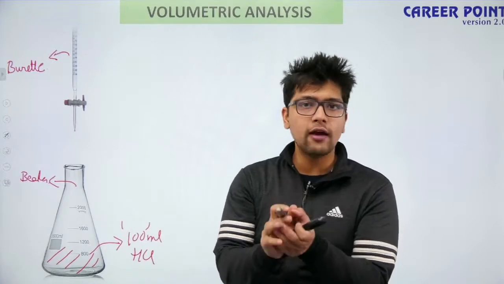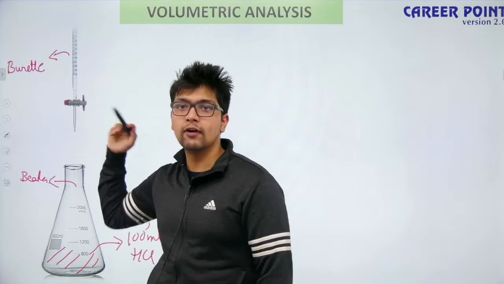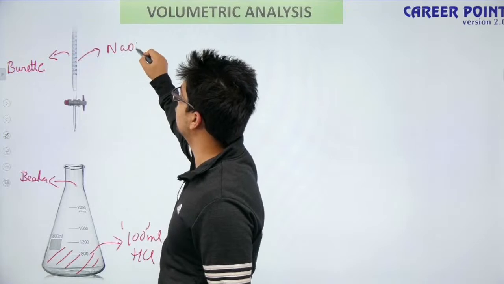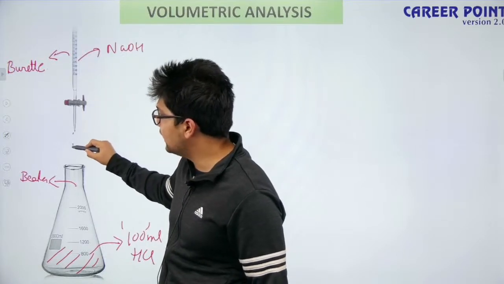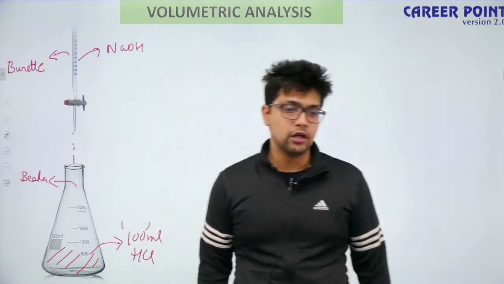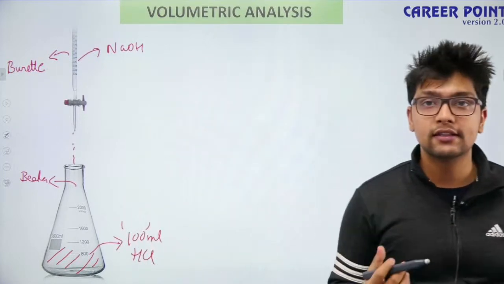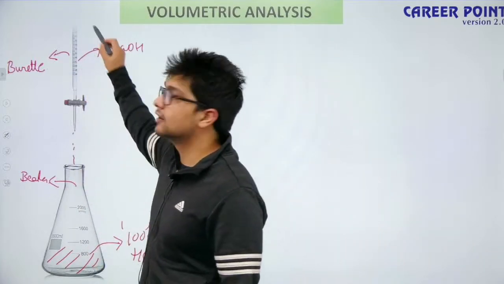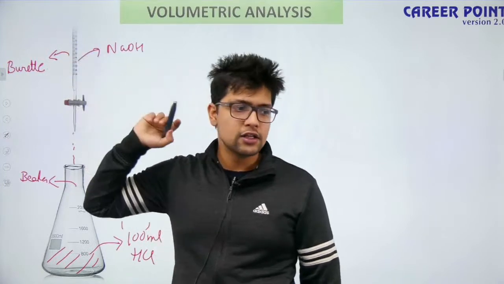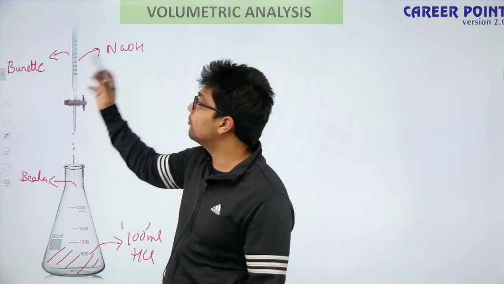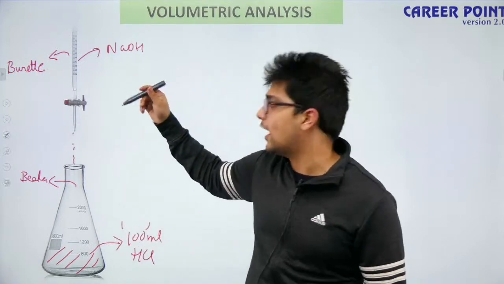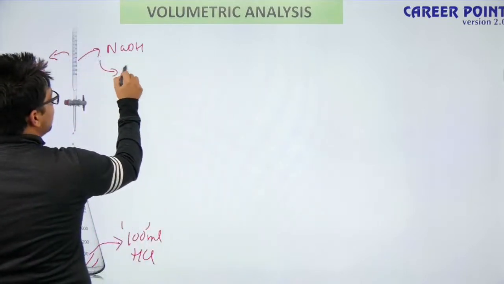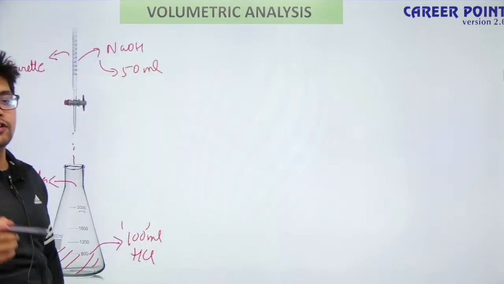So what we can do is open this tap. Once we open this tap, the base which is present here, let's say we have NaOH, will eventually enter this beaker. Whatever amount of base has entered this beaker, that volume can be calculated with the help of these measurement units. So this is how you come to know the volume of NaOH that you entered in this beaker.